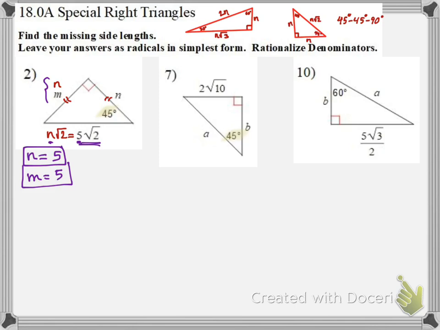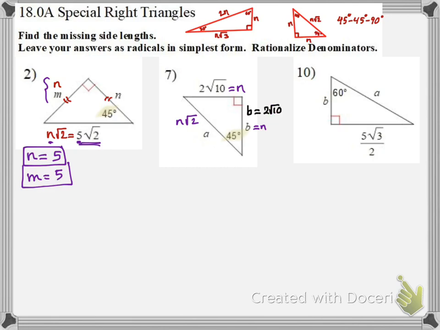If I look at number 7, it is also a 45-45-90 triangle, which means this is my basic N side, and so is this, because those meet to make the right angle. And then my hypotenuse over here is my N root 2 side. The side that I know is 2 root 10. And since it has to match this guy over here, I'm going to write down that B is also 2 root 10.